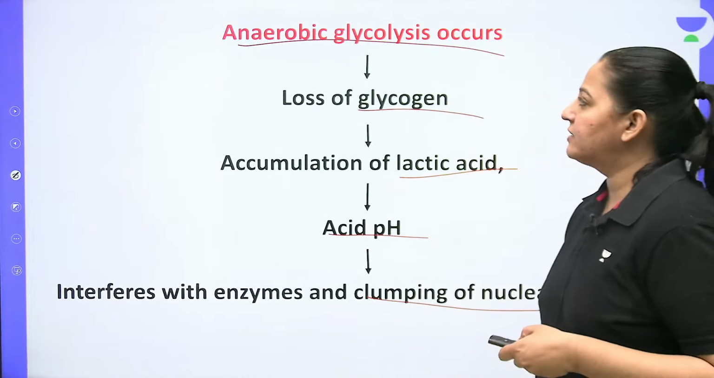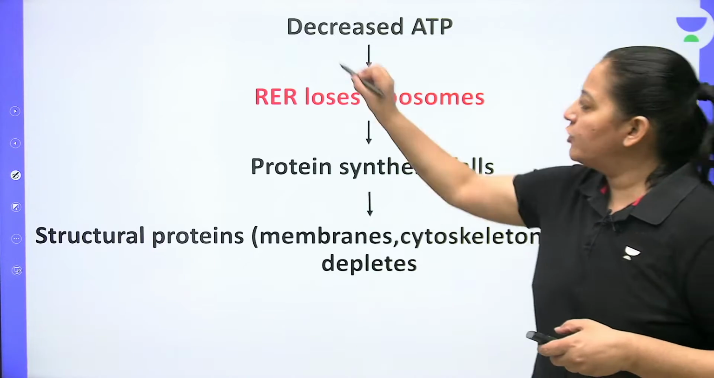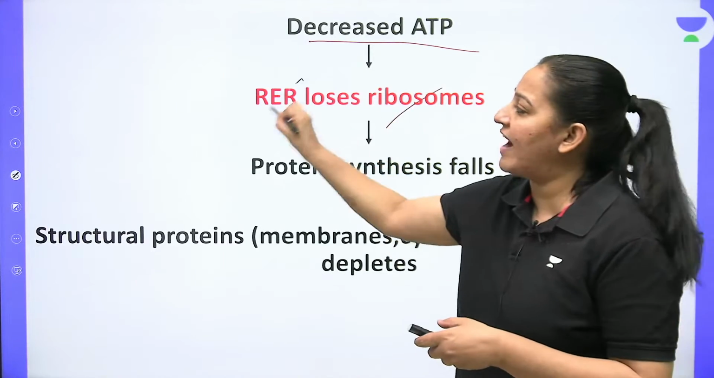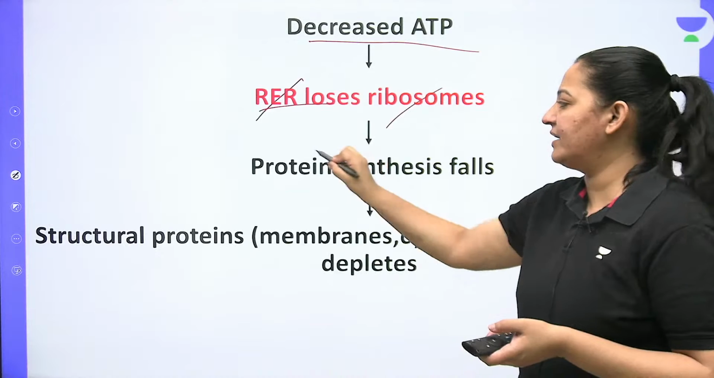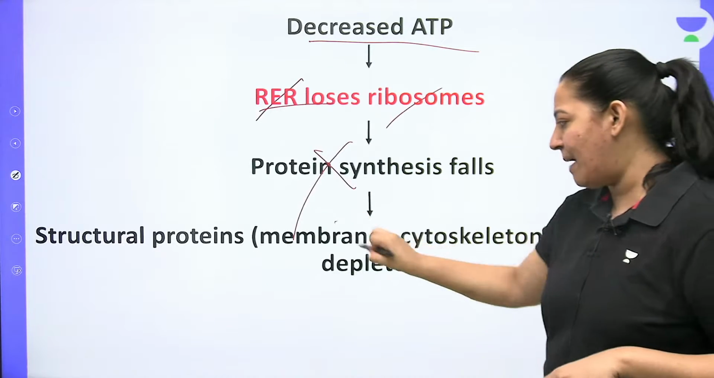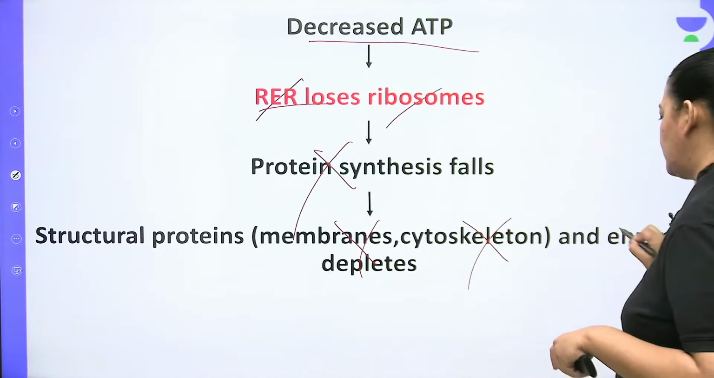The second mechanism. The third mechanism you have to write like this. Due to the decreased ATP, the ribosomes will detach from the rough endoplasmic reticulum. They will go away and they will not synthesize protein. No protein synthesis means no membrane formation, no cytoskeletal formation, no enzyme formation.